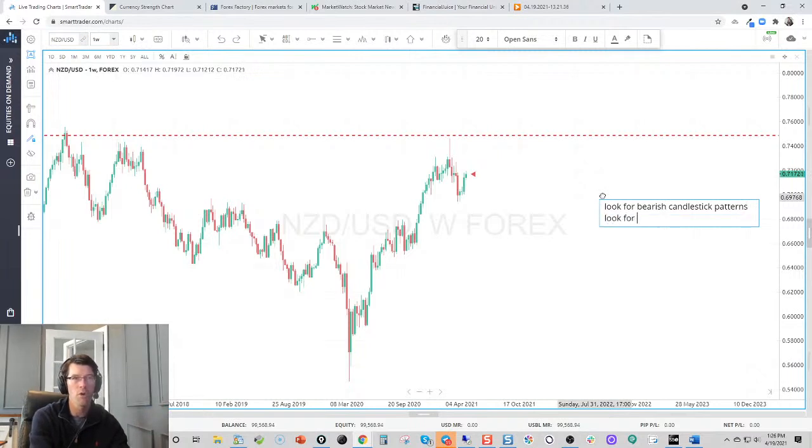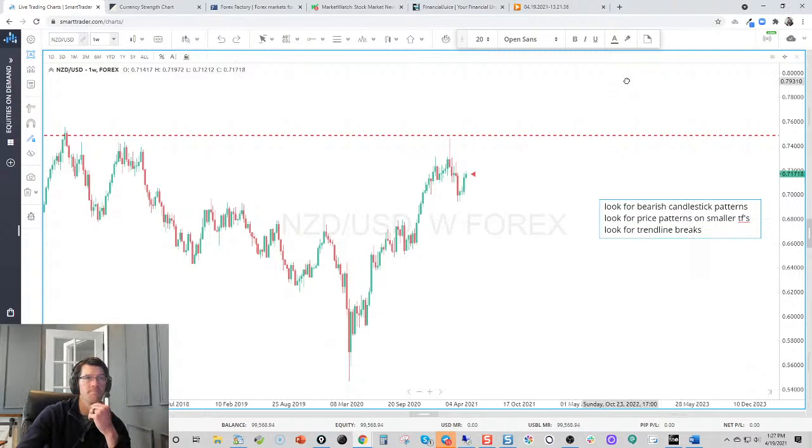Okay, look for price patterns on smaller time frames. So that would be looking for a head and shoulders pattern, looking for a rising wedge, looking for double tops, looking for lots of equal highs to sell. Okay. And if you want to keep it really simple, look for trendline breaks.